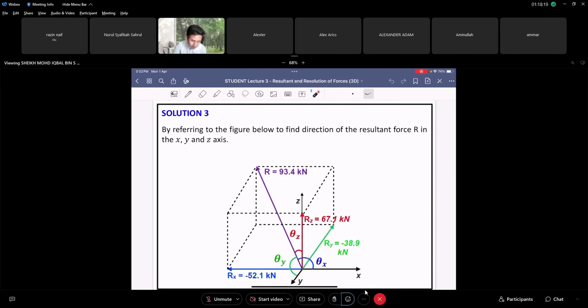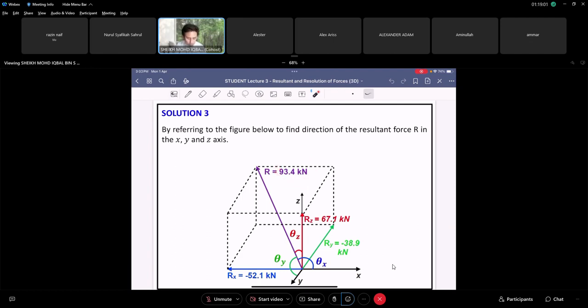But I guess for this question, I made this the negative part of the coordinate, and I made going down the positive part. All right, so that's why it is negative here, right? And then going up here, it's 67.1 kilonewton, right? And then you make a cuboid, right? And then from the point of intersection, it goes to the edge section here. So this is your resultant force, 93.4 kilonewton, right?